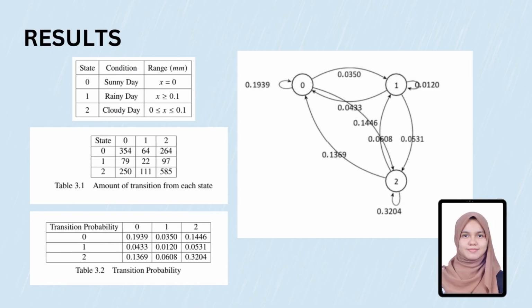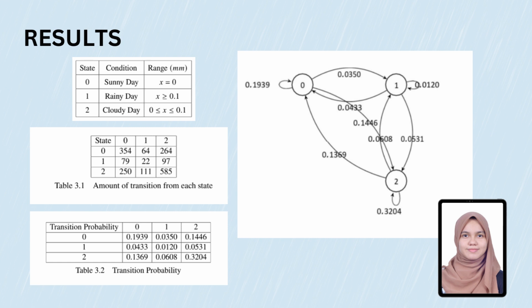Now we can construct the Markov chain model. In this part, we divide the state into three states. State 0 is a sunny day with range x equal to 0, state 1 is a rainy day with range x greater than 0.1, and state 2 is a cloudy day, where x is between 0 and 0.1. The transitions will be from 0 to 0, 0 to 1, 0 to 2, 1 to 0, 1 to 1, 1 to 2, 2 to 0, 2 to 1, and 2 to 2.